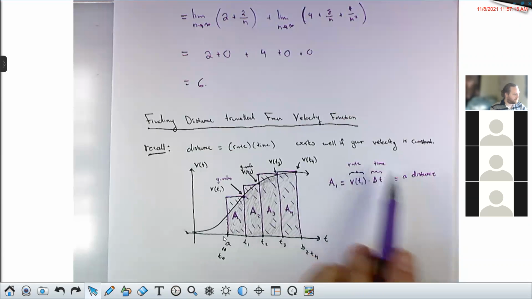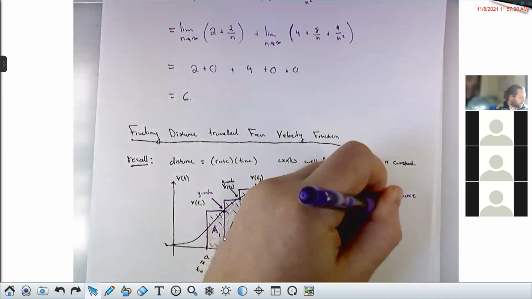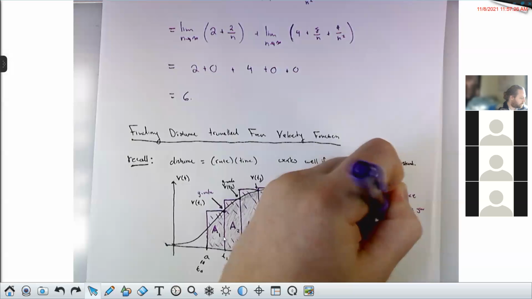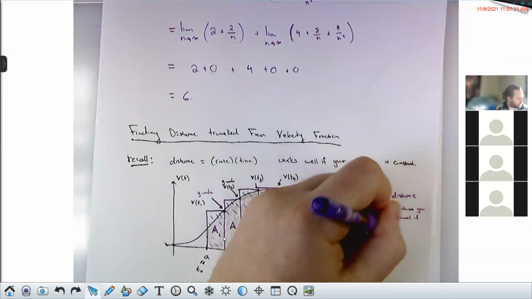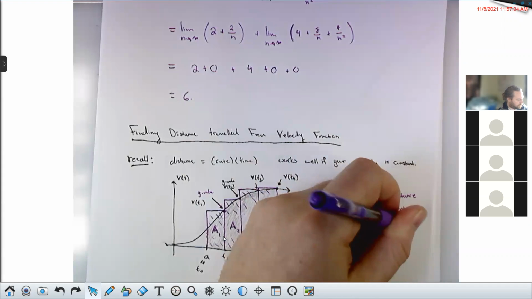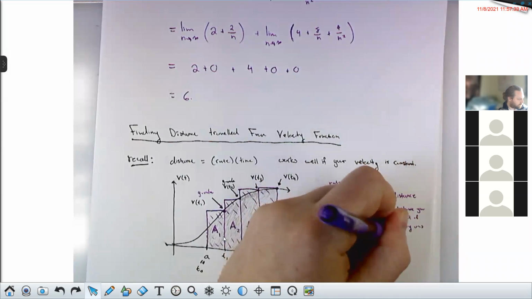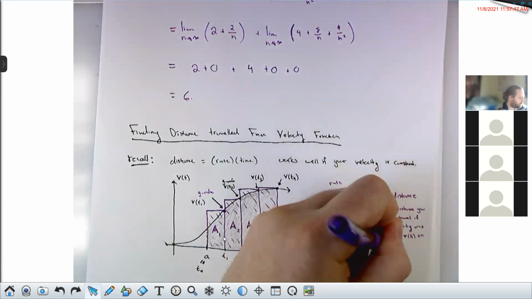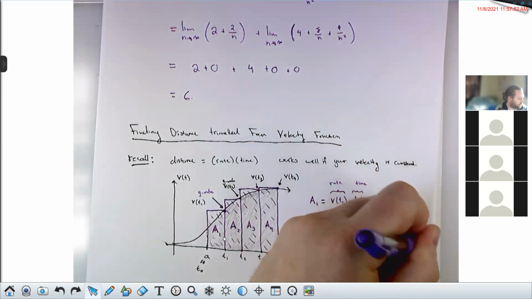So because it is a rate times a time, it is a distance. And what distance? It's the distance you would travel if your velocity was constantly v of t1 on the first delta t interval.